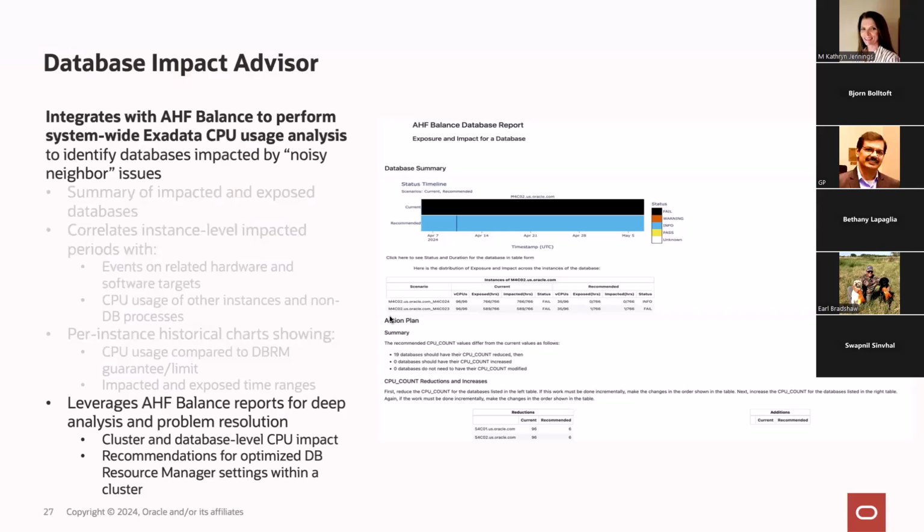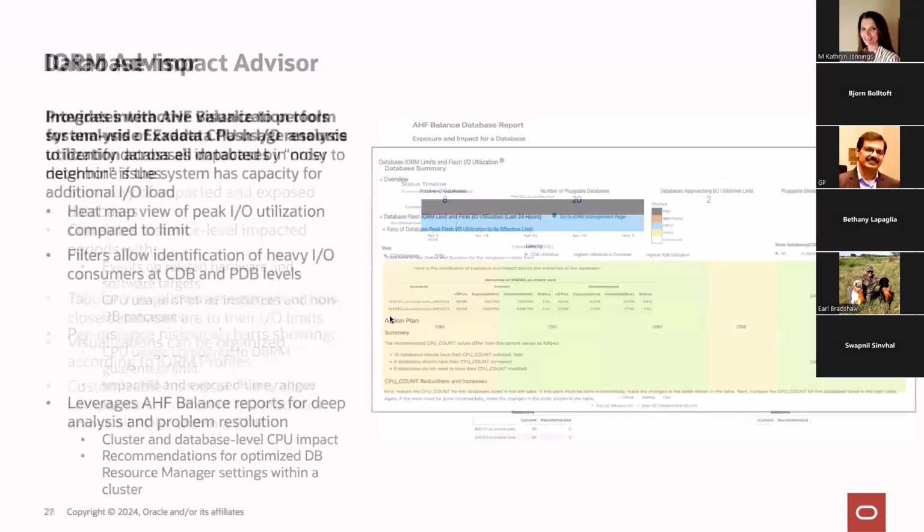So we have the CPU count reduction and increase information, telling us that the first 2 databases here, instead of giving them 96 cores, they should only have 6 cores each, which will allow other databases to use the resources because they are not using more resources most of the time. So that will help you to identify. That will also help you to consolidate your databases to make sure that you can actually add more databases to this environment and get them working in a better way.